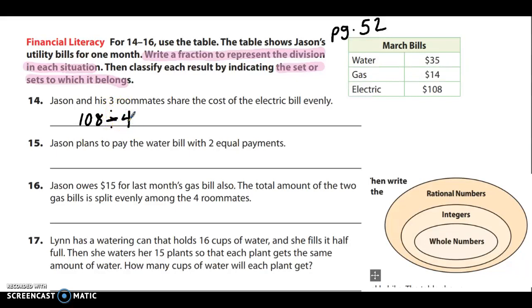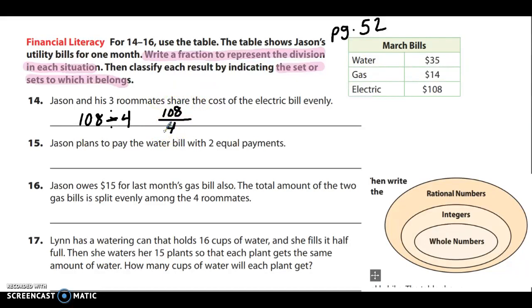Now some kids would want to solve this, but the first thing it actually asks you to do is not to do 108 divided by 4. It actually asks you to represent it as a fraction. So instead of doing 108 divided by 4, I'm simply going to do 108 over 4. $108 divided by the 4 kids. Now some kids wouldn't be okay with leaving it there, even though we really have answered the first part of the question. The question read, write a fraction to represent the division. This is a fraction that represents the division. It's $108 divided by 4 people because they're sharing the bill.